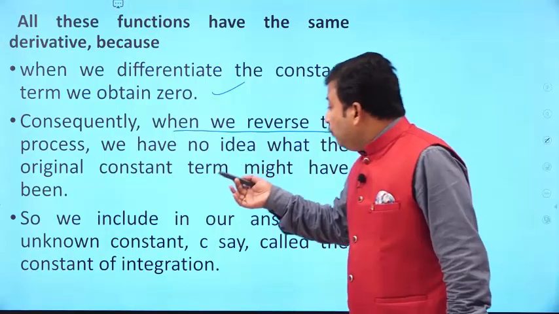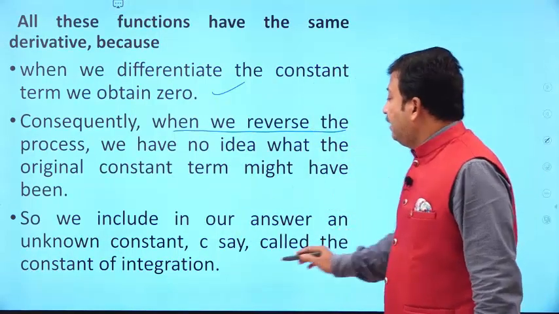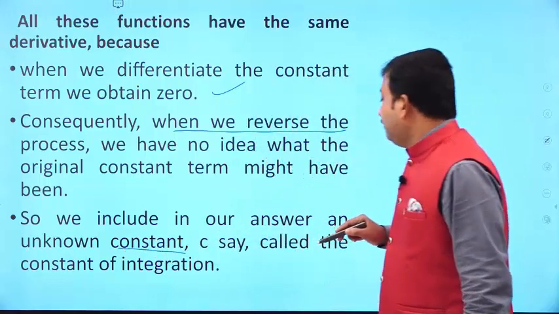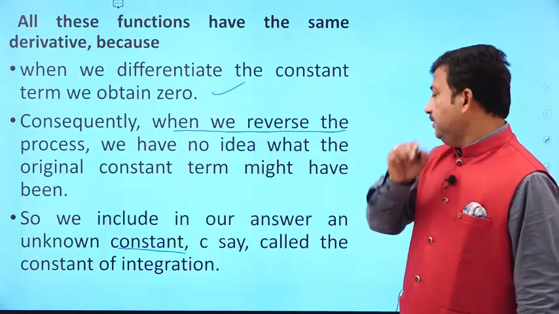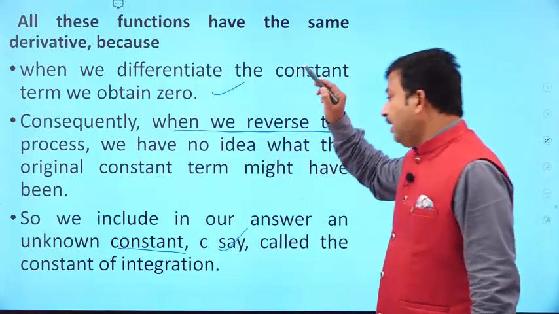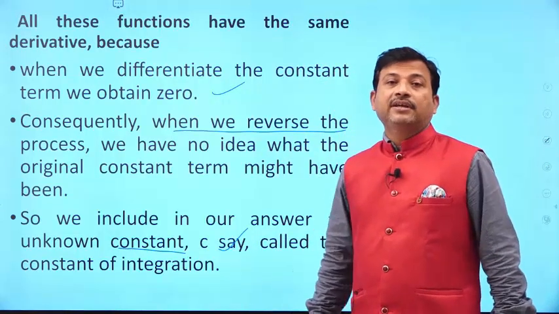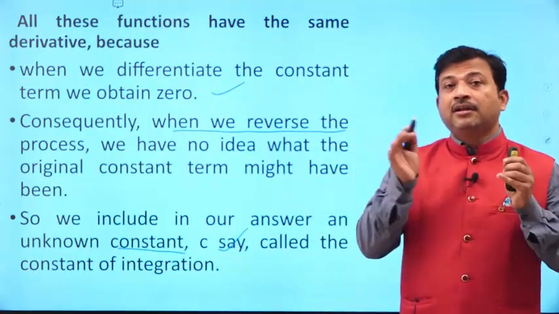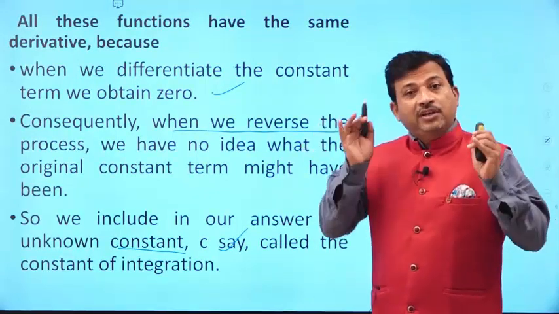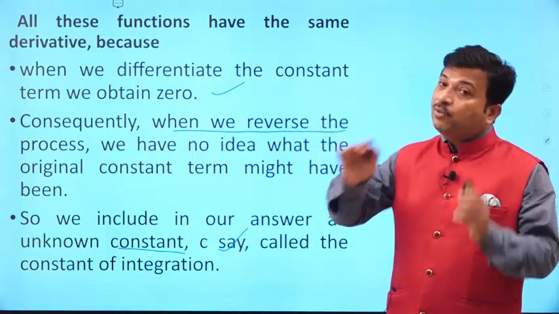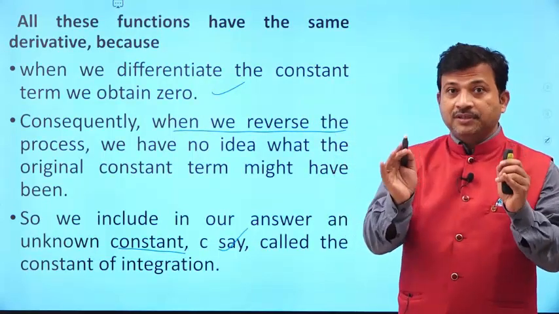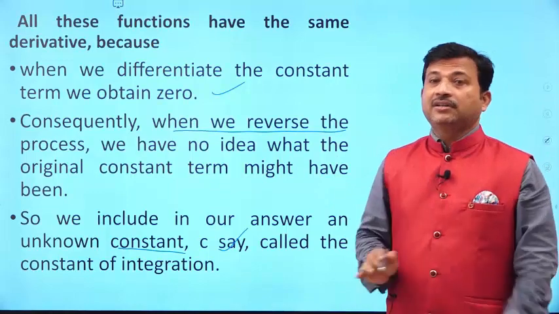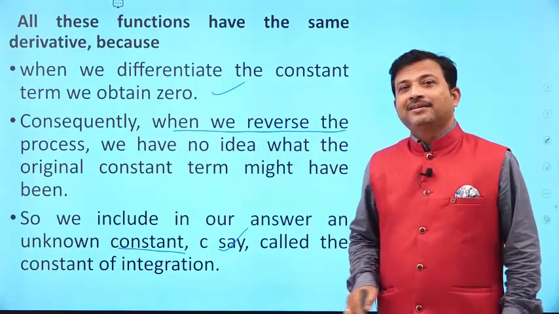So, we include in our answer an unknown constant, we call it C. And this is called the constant of integration. I think you are very clear why we are adding a constant during the integration. We know we have to always add a constant, but what is the purpose of it? Why are we adding a constant? This is the story behind it, right?